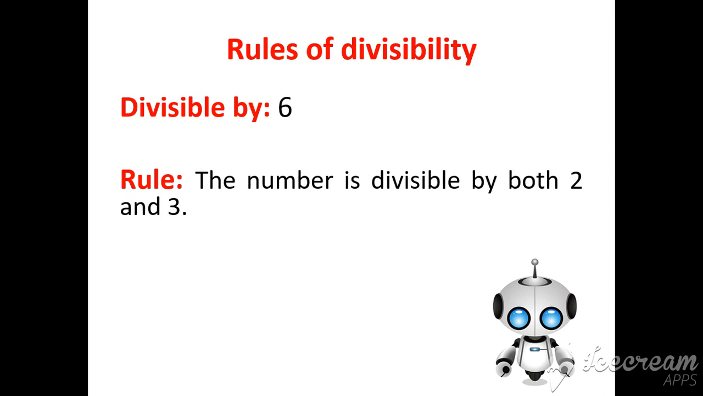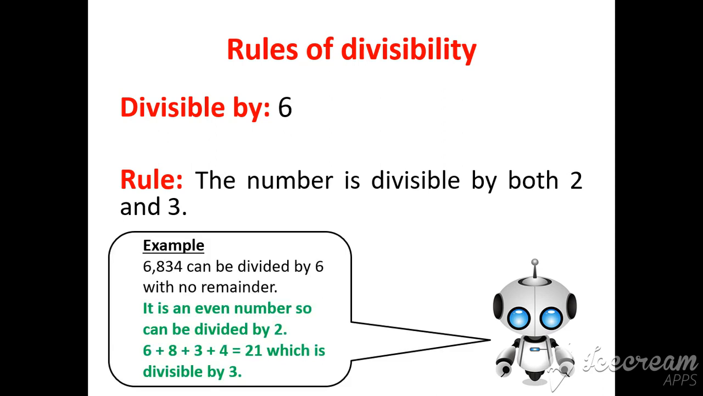All right, moving on to divisibility by 6. Well, you've got to do this. Here's the rule. The number's got to be divisible by both 2 and 3. So if I took the number 6,834, this can be divided evenly by 6 with no remainder, and here's why. First of all, it's an even number because it ends in a 4, so it can be divided by 2. Secondly, if I add up all the digits, 6 plus 8 plus 3 plus 4 is 21. 21 can be divided by 3 evenly, so therefore 6,834 can be divided by 3 evenly. Now, because it can be divided by both 2 and 3, therefore it can also be divided by 6 evenly.